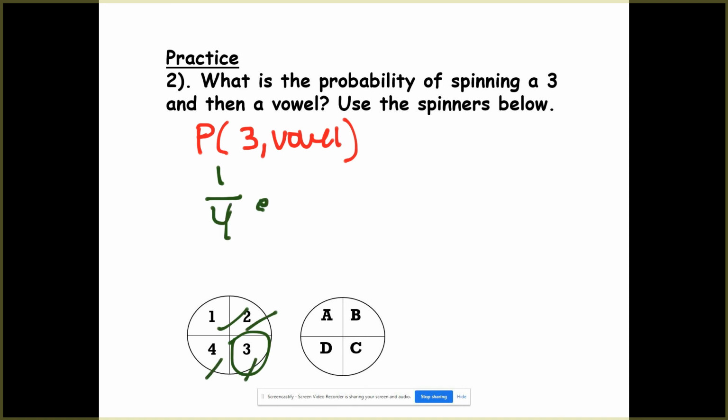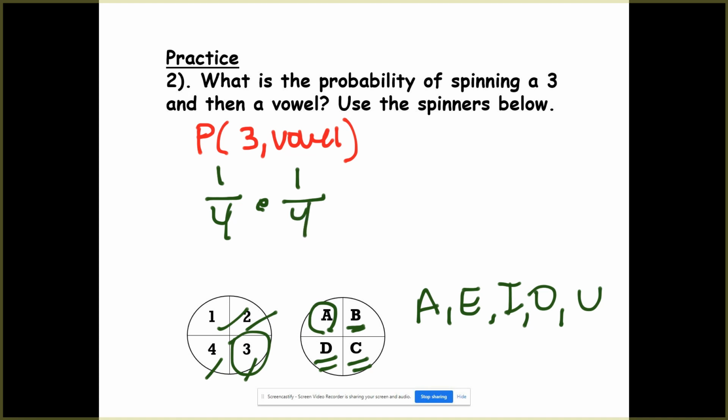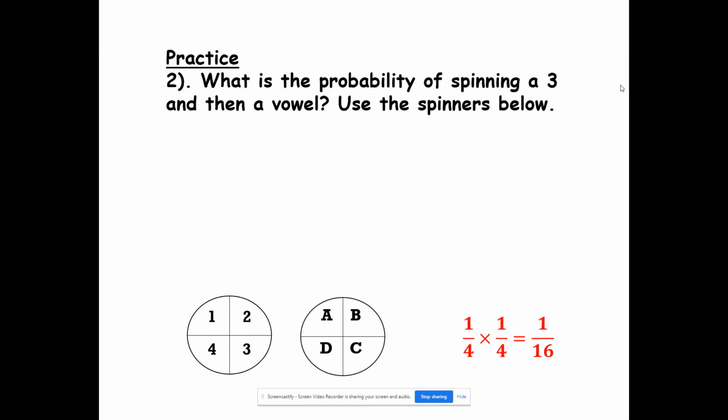Vowel. How many desired outcomes of vowel are there? Well, is A a vowel? Yes, A is a vowel. Is B a vowel? No. Is C a vowel? No. Is D a vowel? No. Remember, the vowels are A, E, I, O, and U. And so how many vowels are there? 1. Out of how many outcomes? 4. And then you just multiply them. You figured out the probability of each one, and then you multiply. 1 times 1 is 1. 4 times 4 is 16. And so the probability of getting a 3 and a vowel on these spinners is 1/16. Okay, there you go. Boom. Got the correct answer.